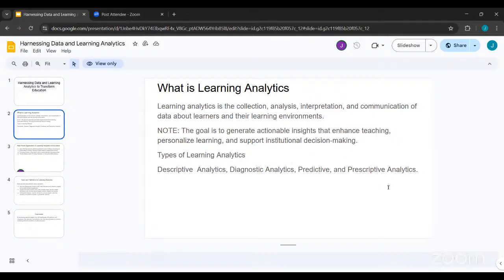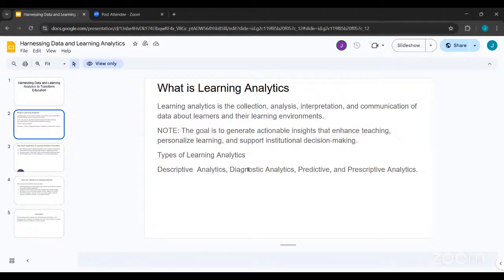Then diagnostic analytics is just to tell us why this thing happened. Why did the student not really perform well? Maybe having come to class regularly and having done the assignments regularly, yet the student did not perform well. Diagnostic analysis will help us understand what has happened. Maybe the teacher didn't teach well, or the course material is bulky. Those factors are what diagnostic analysis will help us to identify.